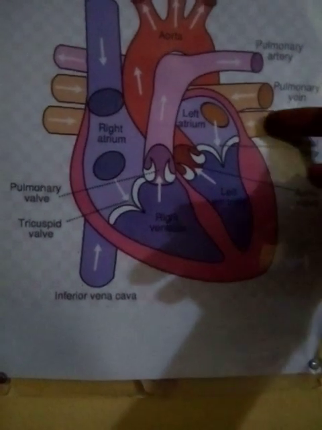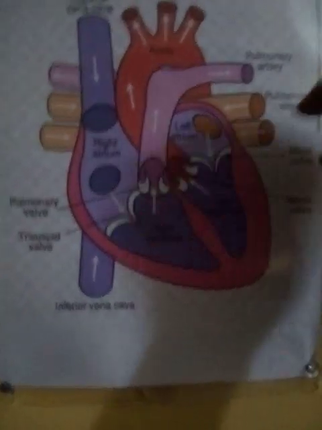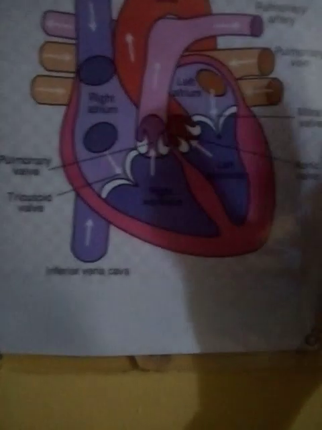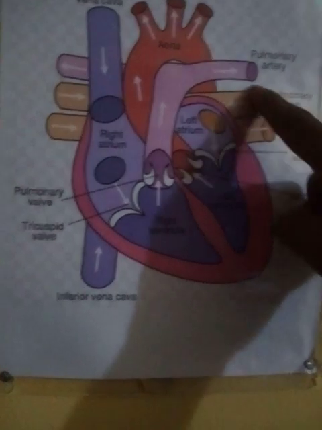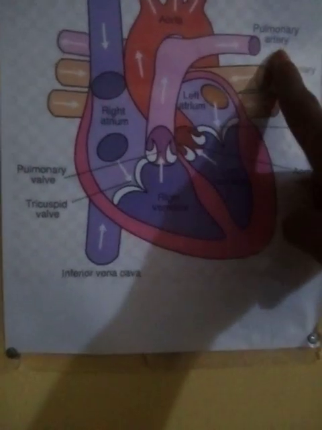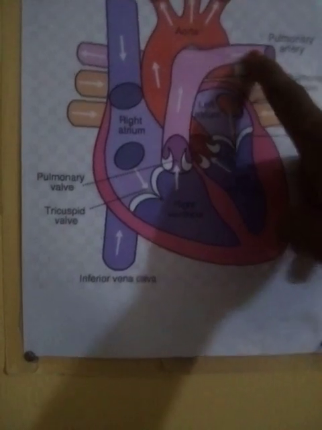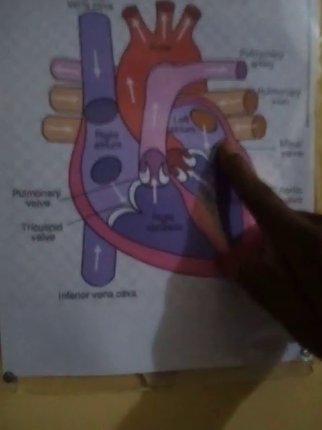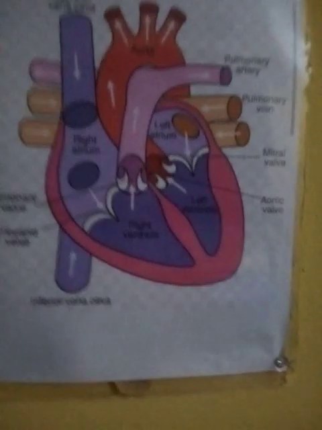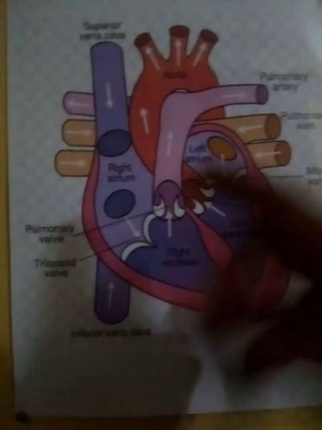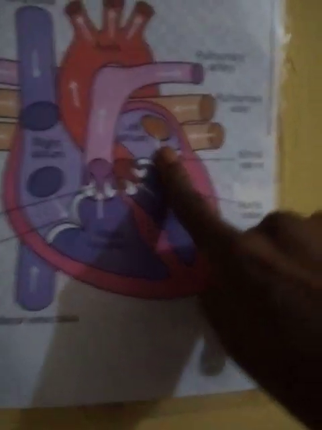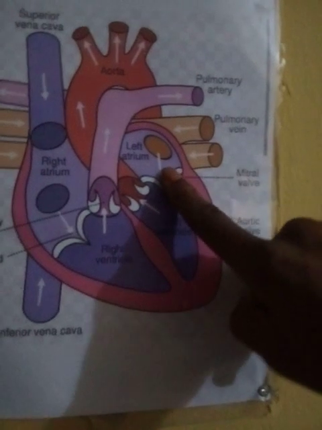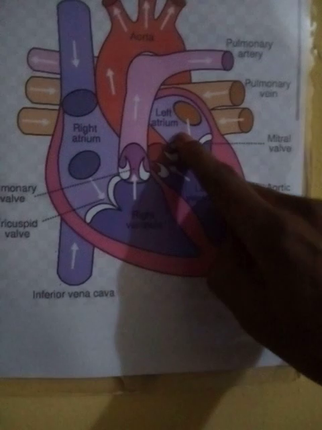And as this blood is coming back, it is called oxygenated blood, meaning that it contains oxygen. And as you can see, as it contains oxygen, this blood turns red. But as it was going, it was not red. As it is coming back to the heart, it turns red in color. Now, this pulmonary vein will bring this blood into the left atrium. In the left atrium also, the heart contracts.